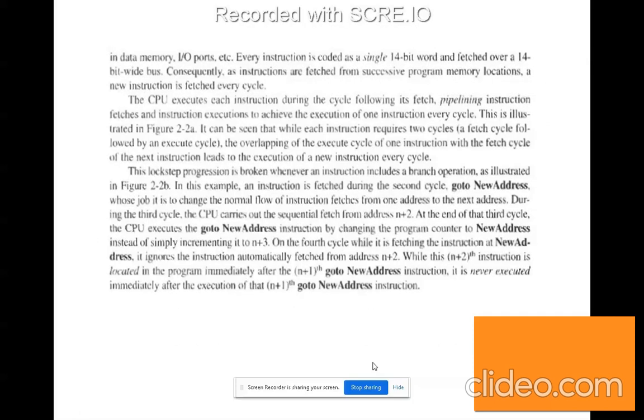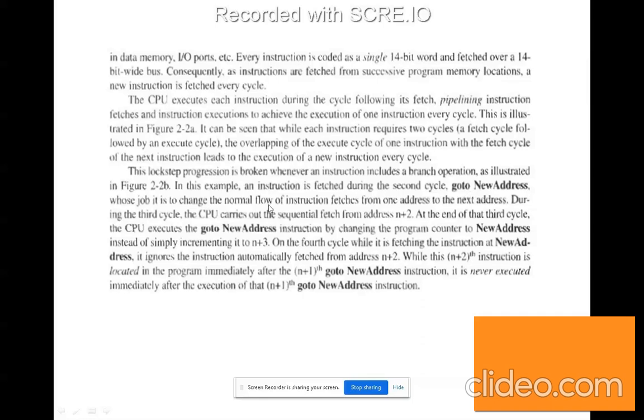There are some cases where this lockstep progression will be broken. That is while you are executing the branch operation, meaning a subroutine call, you'll be calling some program, a small program or small task. At that time this pipeline technique will fail. For example, see here, they have given one example.